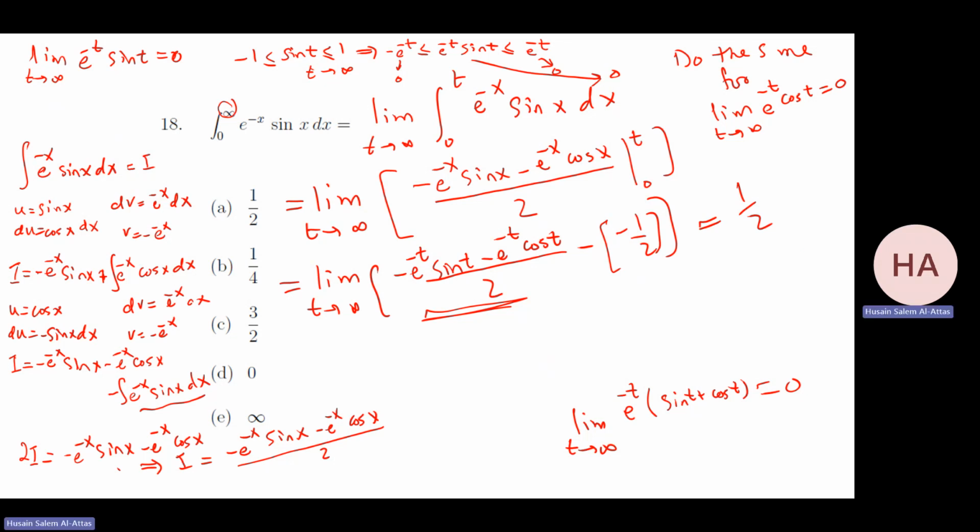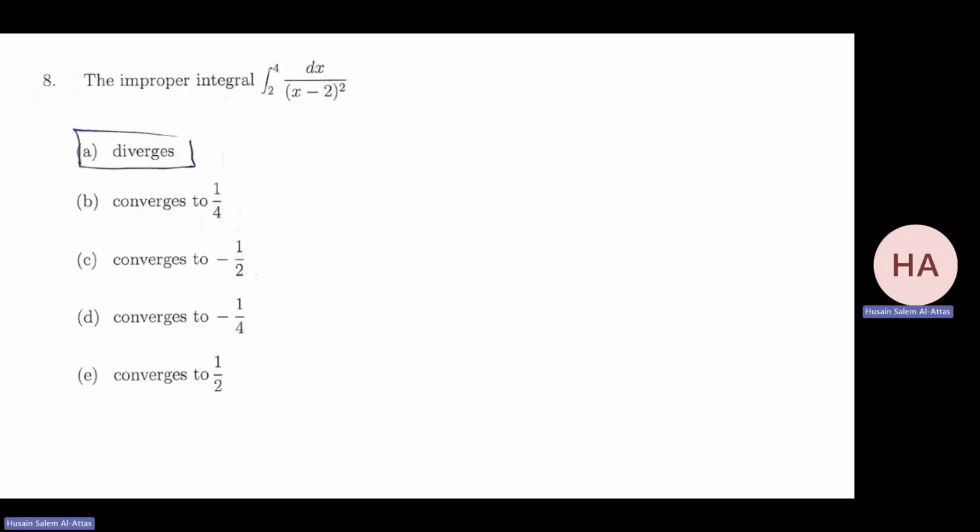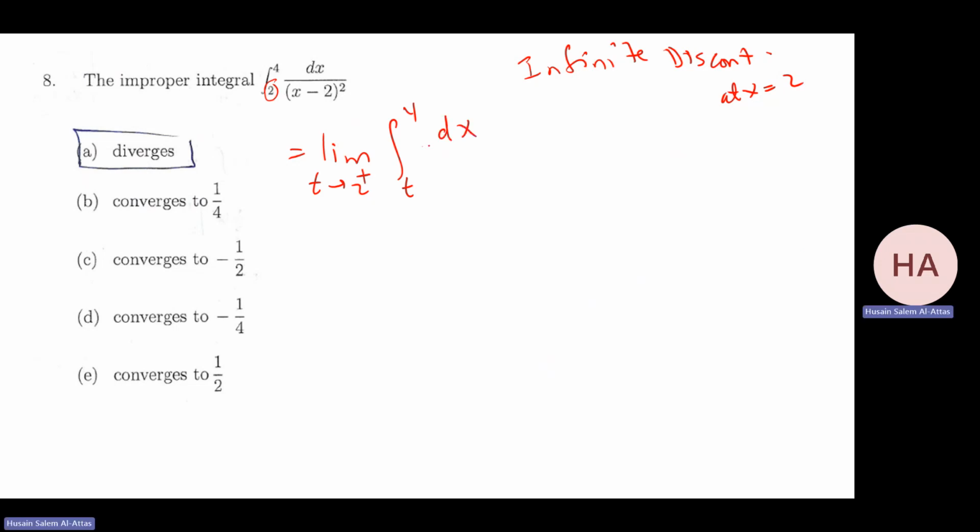Yeah, I need to deal with the limit somehow. Okay. Let me do this one, then I will stop. I have a problem at 2. I have an infinite discontinuity at x equal to 2. That will be the limit as t goes to 2 from the right of the integral from t to 4 of dx over x minus 2 squared. Well, let me write it: x minus 2 to the power minus 2 dx.